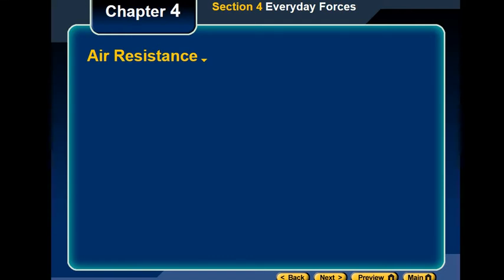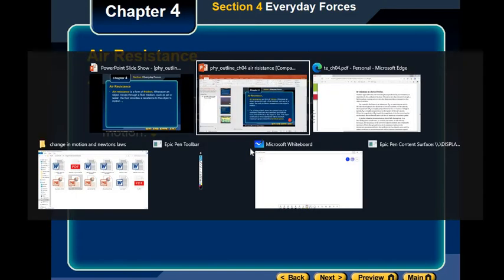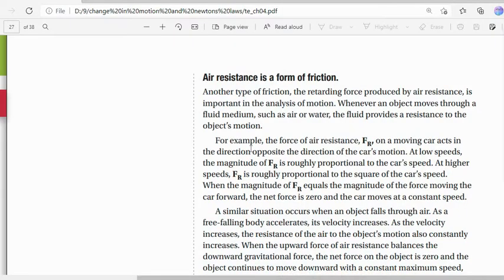In this part we explain something very important about the frictional force that is called air resistance. Air resistance is a form of friction and it's very important because it exerts on the movement of any object. When the speed of the object increases, the applied force on the object increases, and the frictional force from the air resistance also increases.